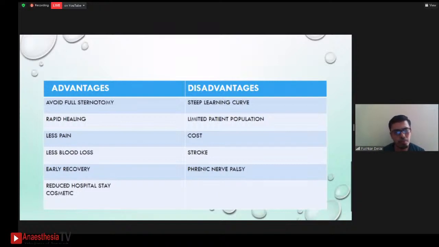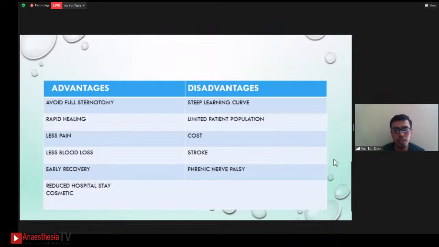Like, the main disadvantage is the steep learning curve for the surgeon, right? The second one is not all patients are amenable or suitable for the MIDCAB. There is definitely a limited number of patients who are suitable for MICS. Of course, we must also consider the additional cost required for MICS, considering the setup of OT and the costly instruments.